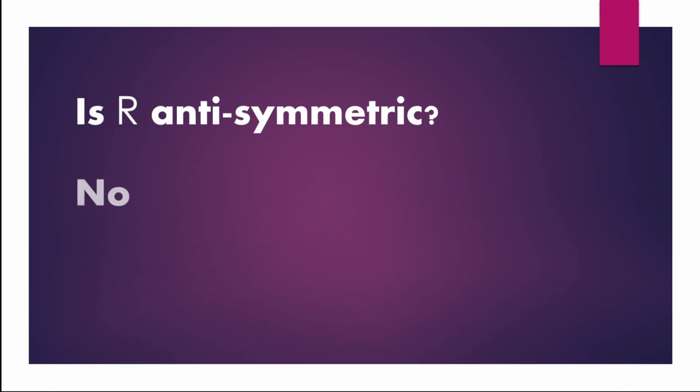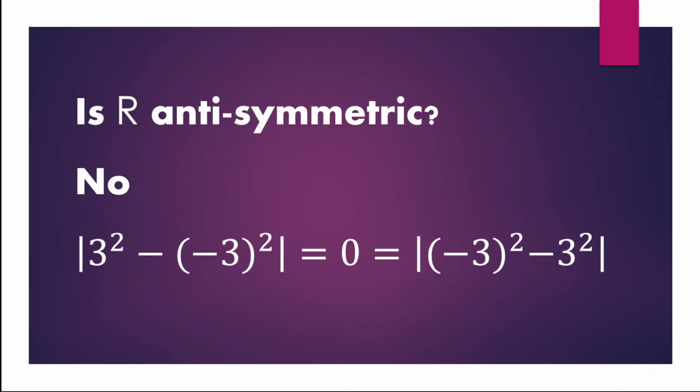The answer is no here because, let me take an example. I'll take 3 and minus 3. We know that modulus of 3 square minus minus 3 square, 3 and minus 3 have the same square value, that is 9. So this value is 0. And minus 3 square minus 3 square is also 0, which says 3 is related to minus 3 and minus 3 is also related to 3. But they are not the same.